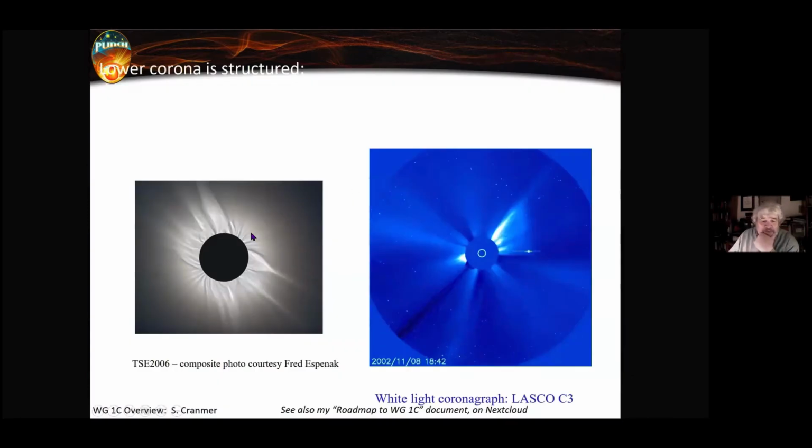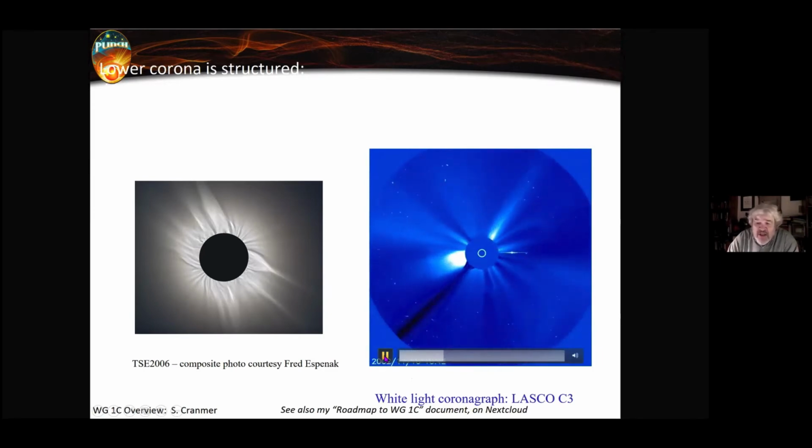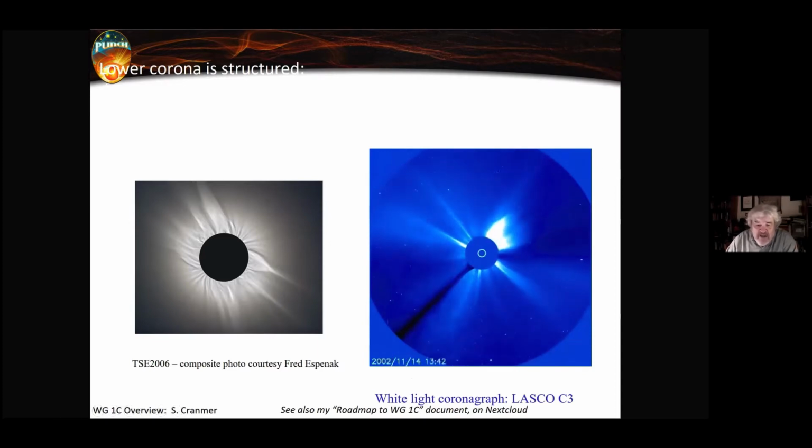Here are a couple more pictures that I put in. This is a similar picture, but maybe a bit less detailed than the last one. This is a photograph. And here's a white light LASCO movie from 2002. Here you can actually see the motions of the plasma. Except for occasional large blobs of plasma that are ejected, you can see that the flow is apparently dominated by this radial flow, which appears to be guided by the magnetic field.